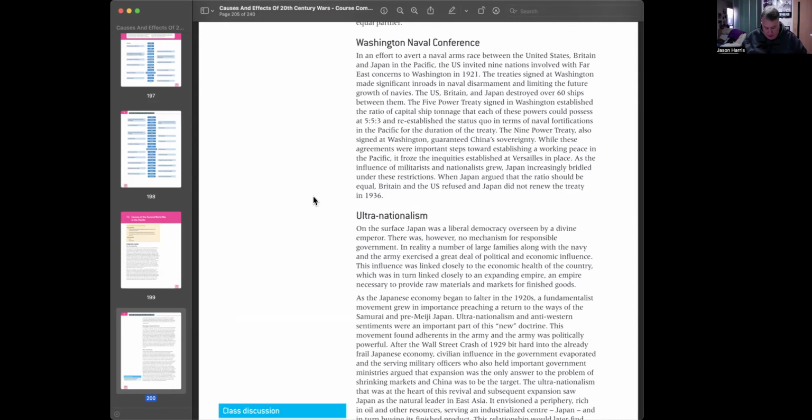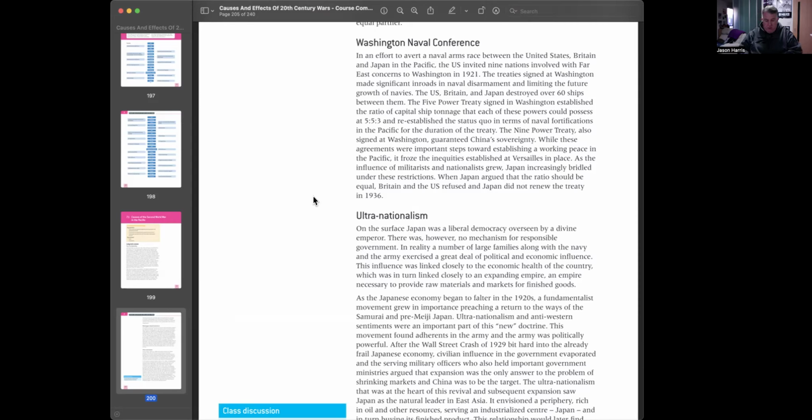Japan increasingly bridled under these restrictions. That means they were upset and irritated by these restrictions. When Japan argued that the ratio should be equal, Britain and the US refused. And when the treaty came up for renewal in 1936, and we're much closer to World War II at that point, Japan did not re-sign and renew the treaty.